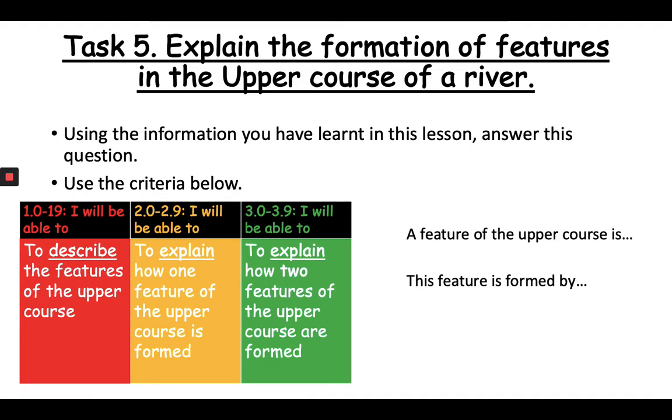Okay, task 5 then, drawing in everything we've done in today's lesson. I'd like you to explain the formation of features in the upper course of a river. Using the information that you've learnt in this lesson, answer that question and use the criteria below, which is our lesson objectives. Firstly, have a go at describing the features of the upper course. What would be good is if you can explain how one feature of the upper course is formed, and a top geographer answer will explain how two features of the upper course are formed. Here are some sentence starters for you: a feature of the upper course is... this feature is formed by... Then you'll explain how that is formed.